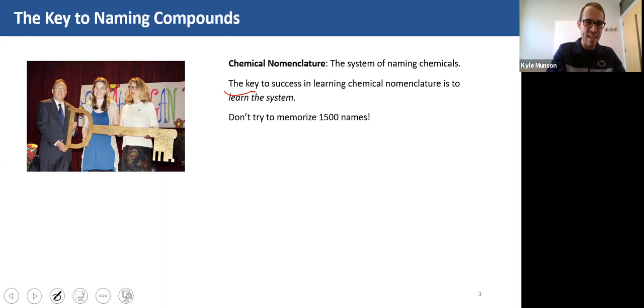The key to the city, as is shown here, all right? So I don't know who this is. I don't know what city this is a key to. If you let me know, that would be great. But that's the key. Learn the system. Don't try to memorize all the names.